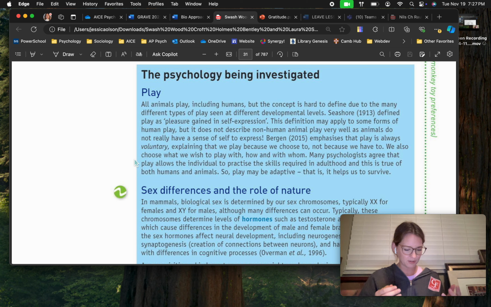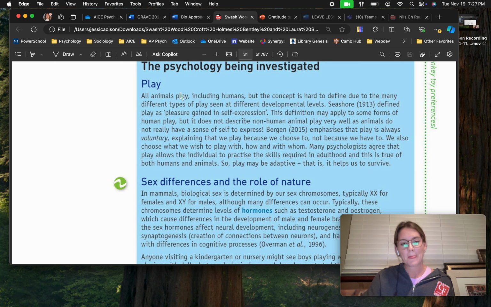Or are they learning it from some other monkey in the clan? Or it's nurtured into their behavior and conditioned into them. So that's what the study was studying. And play is this idea. Play is actually a really important part of life. It's part of positive psychology. Play is super important, especially when we look at little kids. So play can be the psychology being investigated.